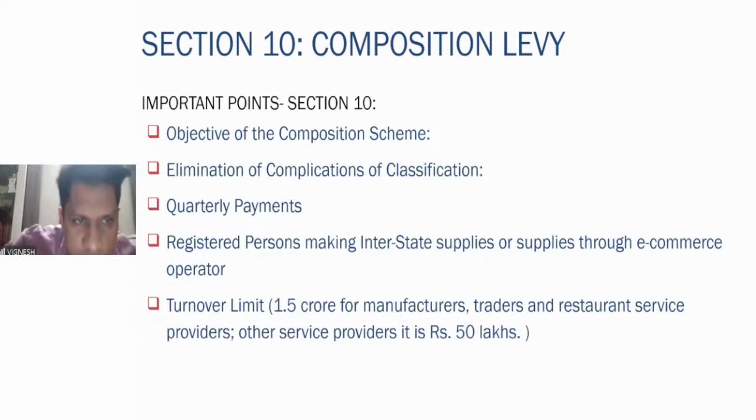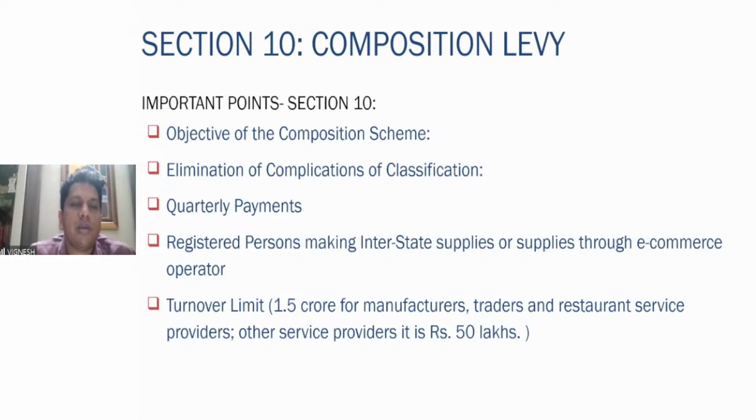So some important points in section 10. The objective of the composition scheme is mainly to solve the problems of the small scale GST taxpayer, to make sure that each one doesn't have to go through the complications of collecting the tax from the customer and also claiming the input tax credit. Complications of classification is eliminated. You don't need to give an invoice, but you need to give a bill of supply. And in that, regular classification, etc. is not required. Quarterly payments is sufficient. Once in 3 months, you can pay and file the return.